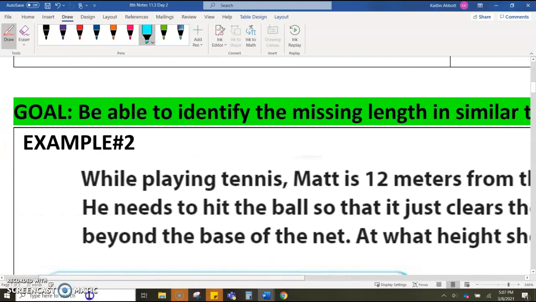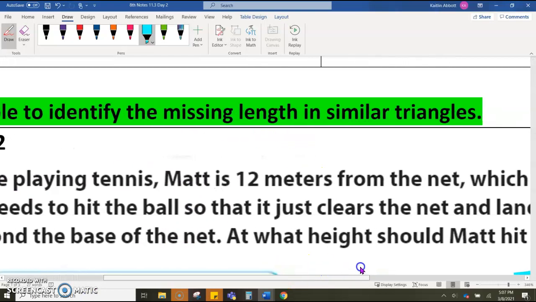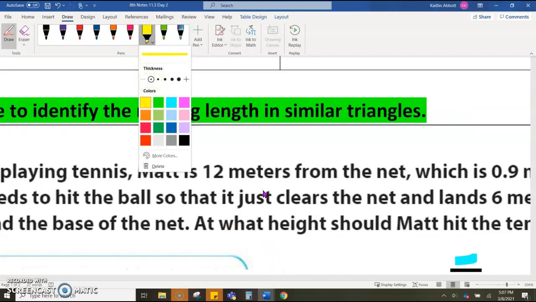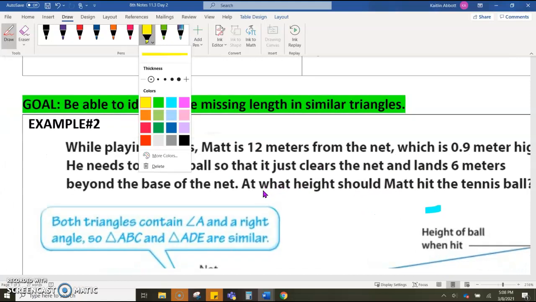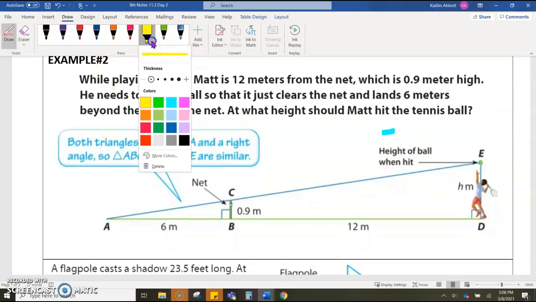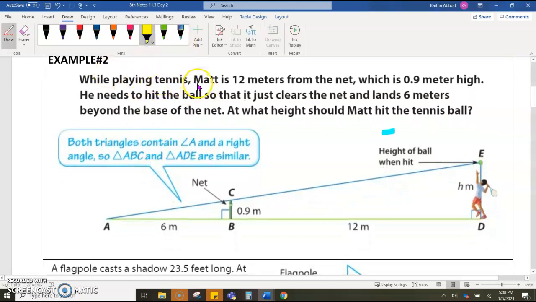We are going to be able to identify the missing length in a similar triangle. So let's see what we got going on here. Zoom out. All right, so here's our problem. It says, while playing tennis, Mr. Crowder's favorite, Matt is 12 meters from the net, which is 0.9 meters high. He needs to hit the ball so that it just clears the net and lands 6 meters beyond the base of the net. At what height should Matt hit the tennis ball?